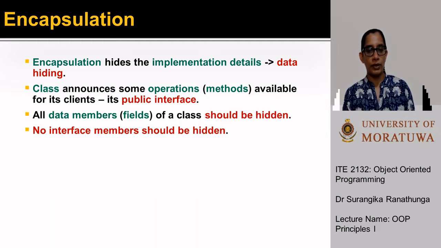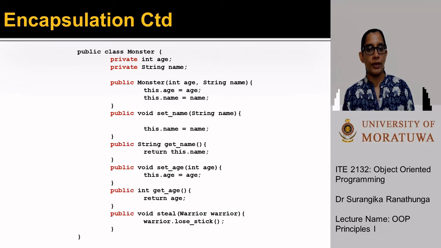And don't get confused. There's no rule to say that all the methods have to be public. Depending on your logic, some of your methods can be private. However, what we mean here is that if some method is part of the public interface, you should not hide that method, or you should not make that method private. So how are we going to hide our data and expose our methods? It's very easy. All you have to do is add the private keyword to the attributes and the public keyword to the methods that belong to the public interface.